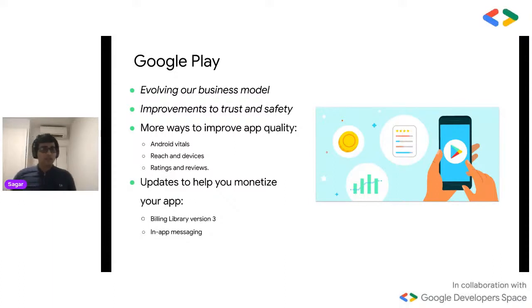We have updates to help you monetize your app. Billing Library version 3, where we continue to invest in modernizing our platform, including updates to the billing library. The latest version of Billing V3 includes new ways for users to pay, subscription promotions, purchase attributions for games, and improvements to purchase reliability and security.